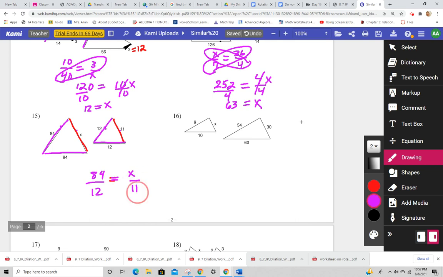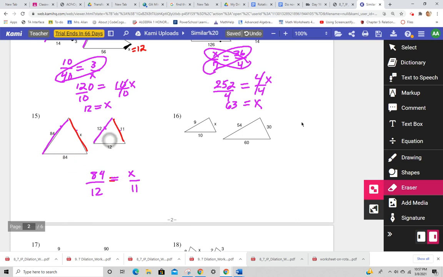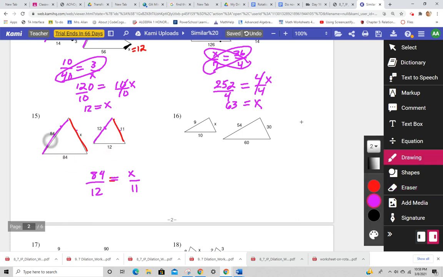Okay, so again, this side corresponds with this side, just like this side corresponds with this side. All right, now let's go ahead and multiply. This will be 12x equals 84 times 11. That's 924. Divide by 12. 77. So x is 77.